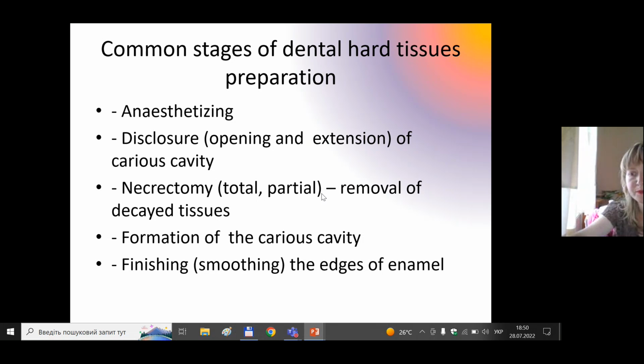It can be total, partial. Necroectomy, it is removal of decayed tissues. Necro, it is something that is necrotic. Tomy, this suffix tomy means cut of something. The next step, formation of the caries cavity, giving it a certain shape, and finishing the edges of enamel, polishing them.